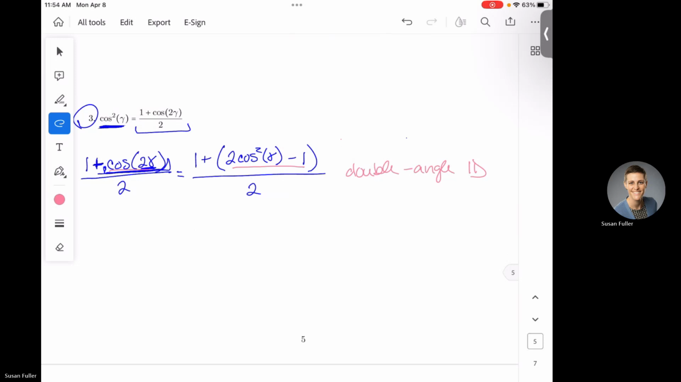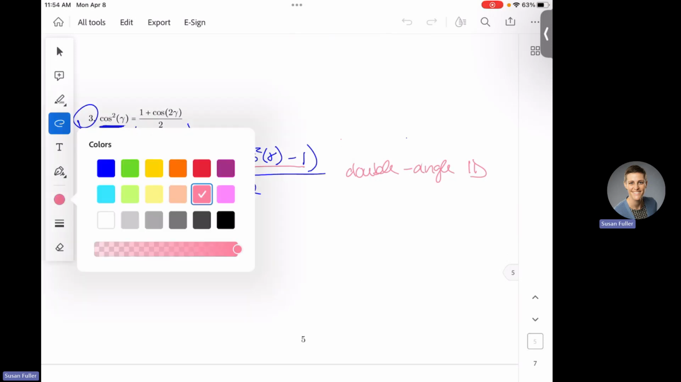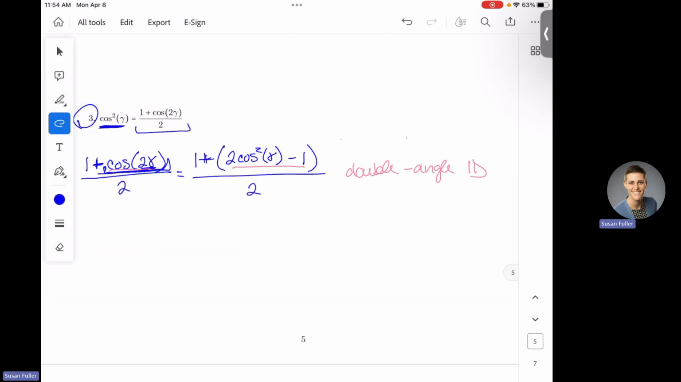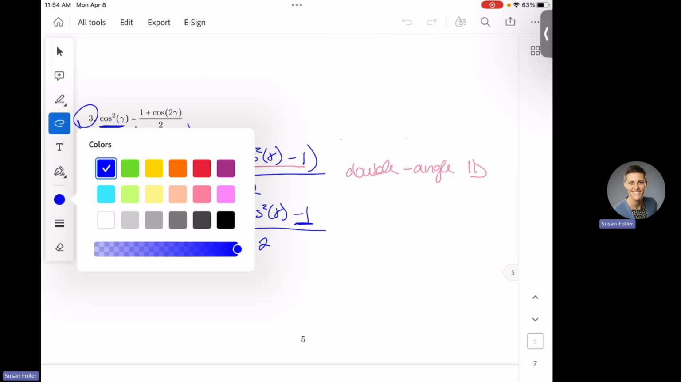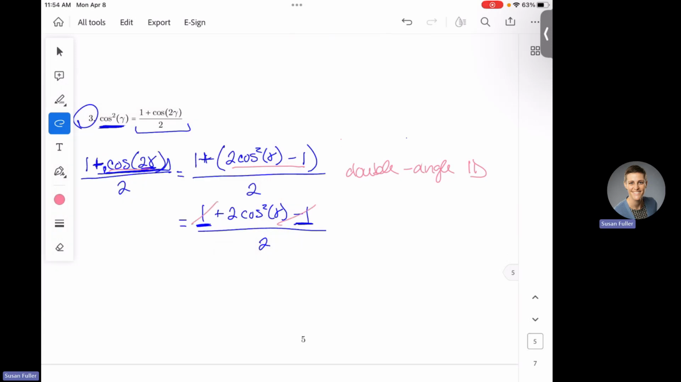So now from here, those parentheses on top aren't really doing much because we're adding, so I'm going to go ahead and remove them. So I've got 1 plus 2 cosine squared of gamma minus 1 all over 2. And so now I've got some like terms I can combine. 1 minus 1, that's 0. These guys cancel. And so all I have on top is 2 cosine squared of gamma over 2, but I've got a 2 on top and a 2 on the bottom, so those cancel as well, which means this is just the cosine squared of gamma, which is what I wanted.